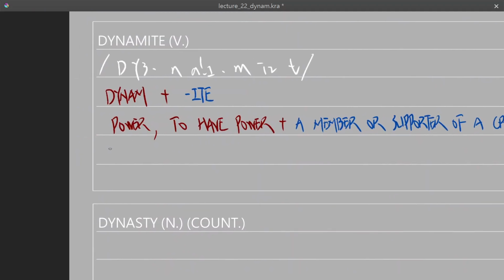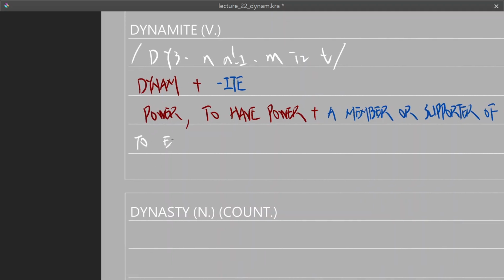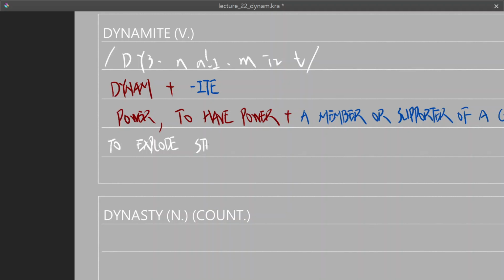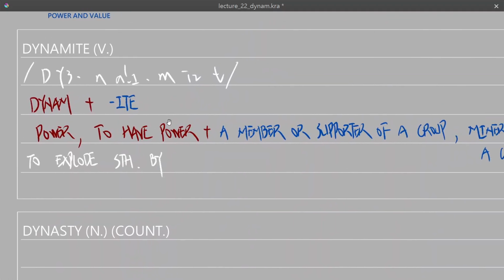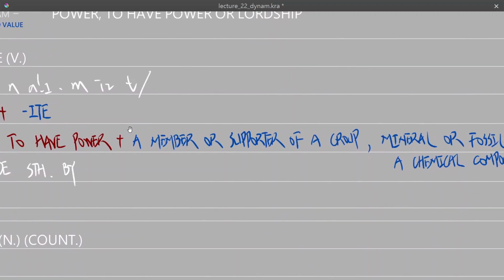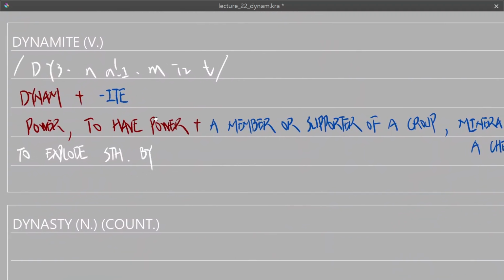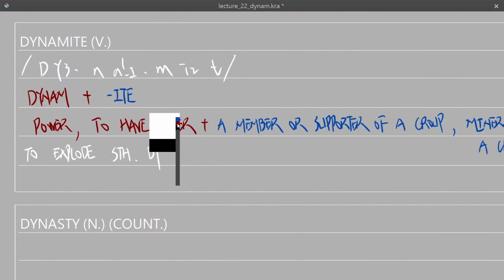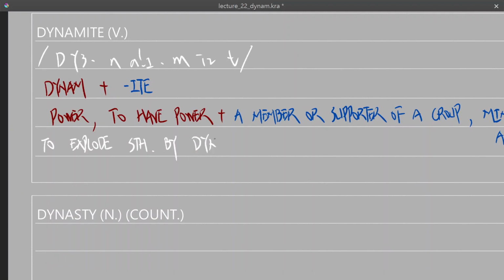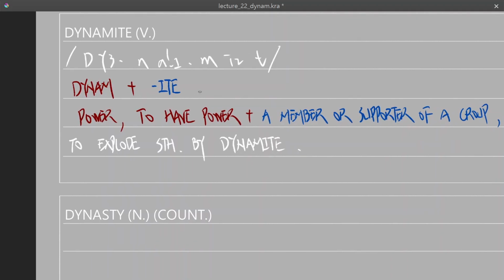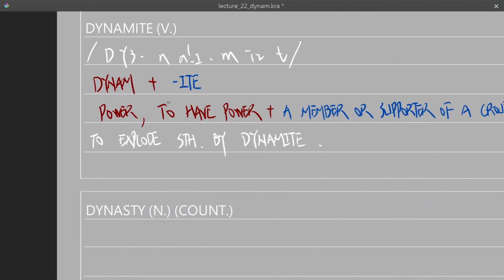So to explode something by a chemical compound, and now we know it is called dynamite. So to explode something by dynamite. Yeah, it's more precise and clear. To explode something by dynamite.